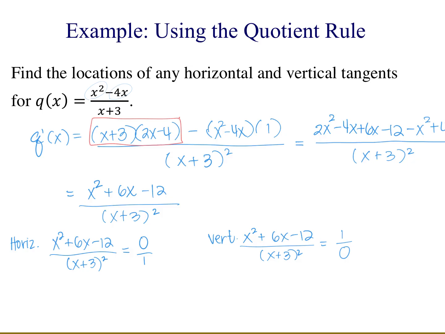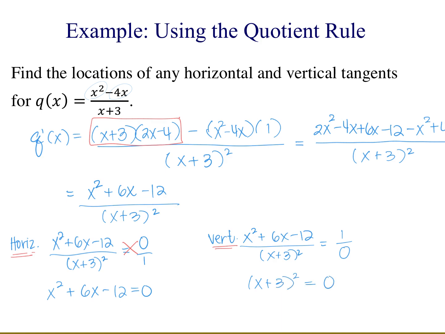So that's why I love putting the ones in there, the 1 over 0 and the 0 over 1, but make sure you know which is which. One of them is for horizontal and one of them is for vertical. When you cross multiply, for the horizontal, you'll get x squared plus 6x minus 12 equals 0. For the vertical, when you cross multiply, you'll get x plus 3 squared equals 0.